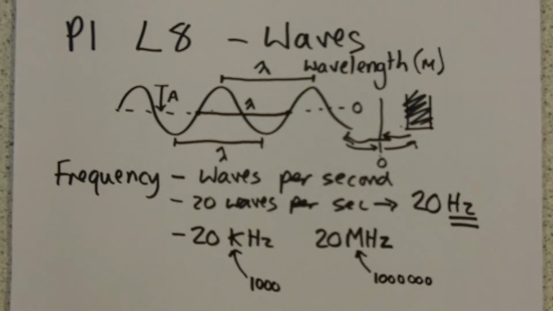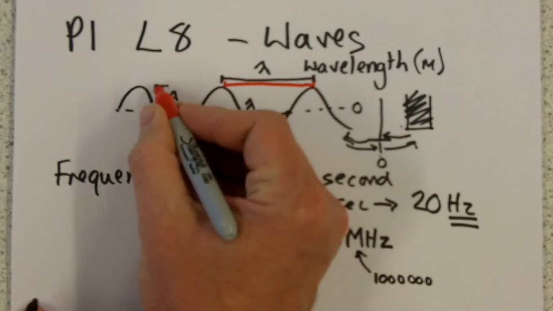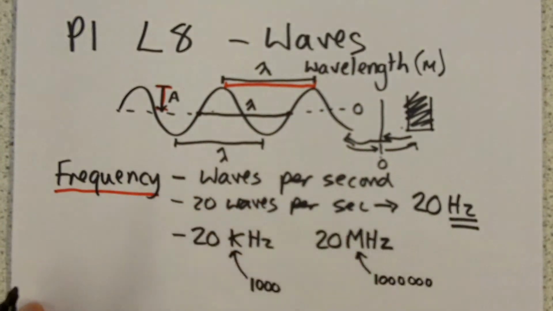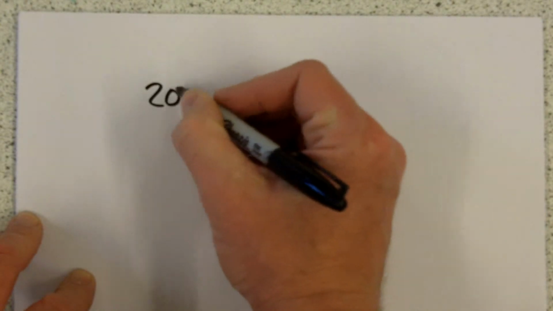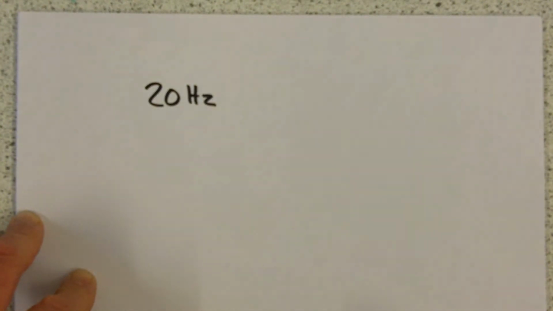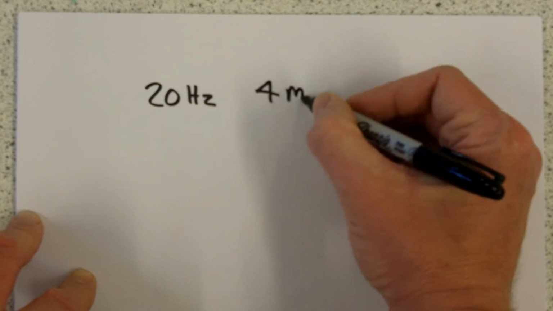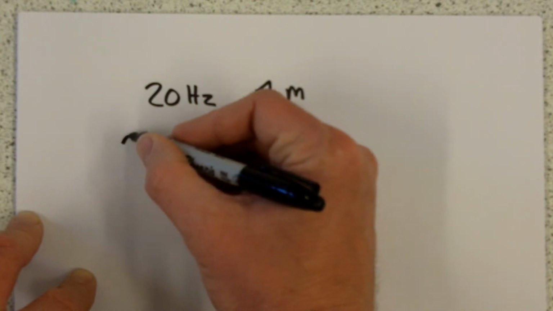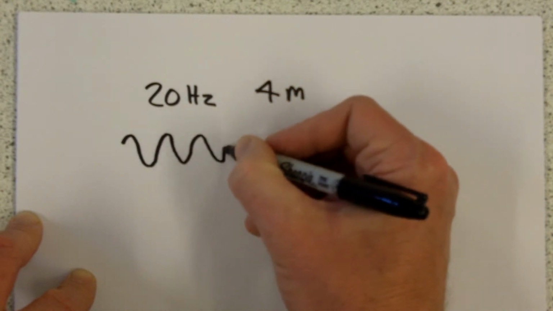So, key facts about waves: the wavelength, the amplitude, and the frequency. Now, these can be combined together to produce an equation which represents how fast the wave is going. If I have a frequency of 20 hertz, i.e. 20 waves made per second, and each wave has a wavelength of 4 meters, then what I'm essentially saying is that every second I make 20 new waves, and each one of those waves is 4 meters long.